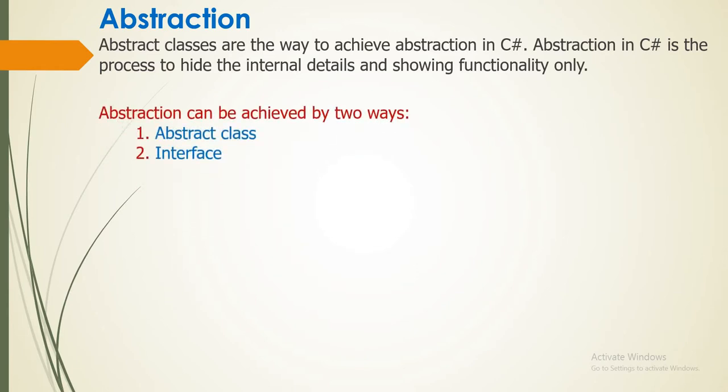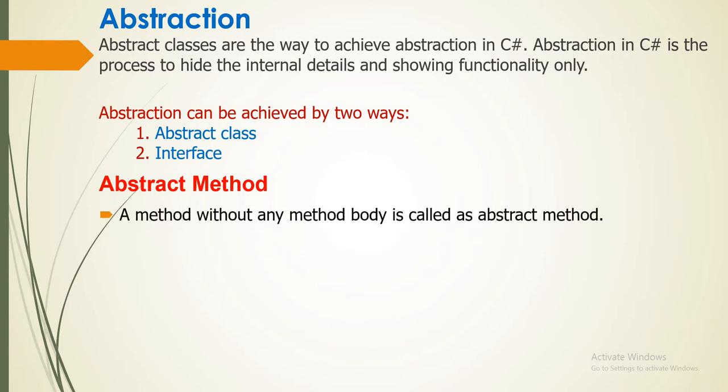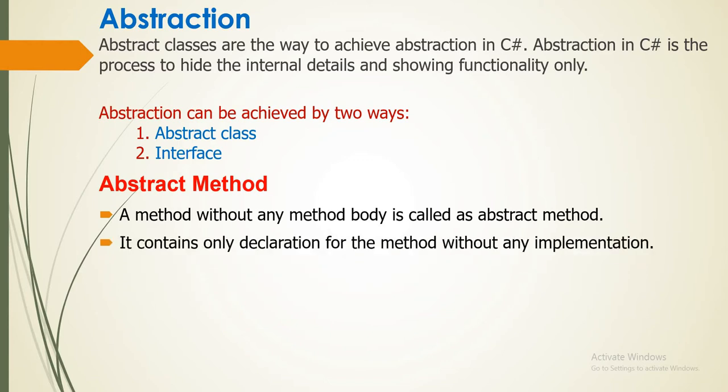The abstraction can be achieved in two ways, by using abstract classes and interfaces. In this video I am going to talk about abstraction only, not interfaces. First of all, we need to understand the abstract method before going to abstract classes. So what is an abstract method? An abstract method is nothing but a method without any method body. It contains only the declaration of the method without any implementation. That means we don't have any definition for the method, just the declaration, nothing else.